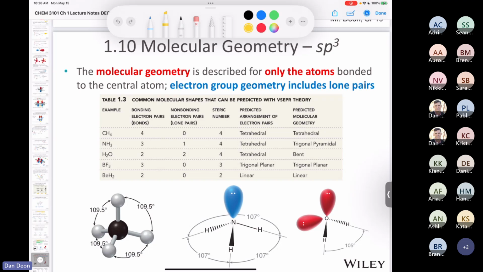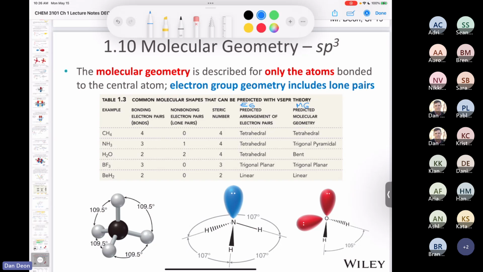If you have 4 bonding pairs and no lone pairs, so if you have 4 bonds, no lone pairs, you have a steric number of 4. In that case, your molecular geometry and electron geometry are the same thing. So where it says predicted arrangement of electron pairs, that's your electron geometry. Where it says predicted molecular geometry, that's your molecular geometry, obviously.